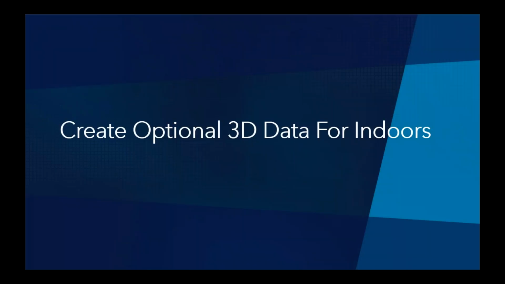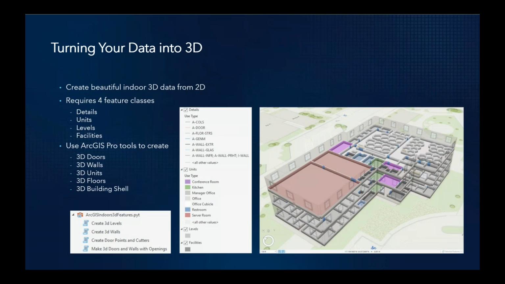Optionally, at this point, you could create 3D data for indoors if you didn't already have it in your source BIM. You can create beautiful 3D data from your 2D like this, just using 4 feature classes: details, units, levels, and facilities. And it would create the output features that you can use in a 3D scene for the indoors web application.